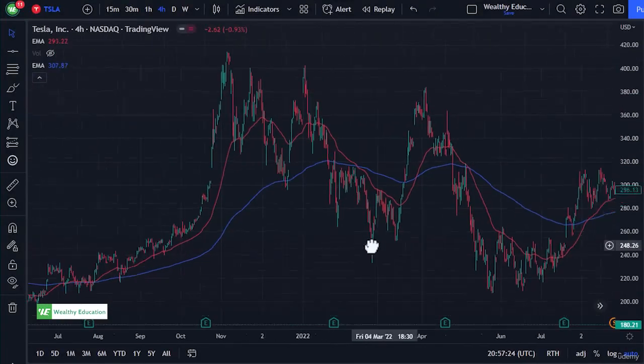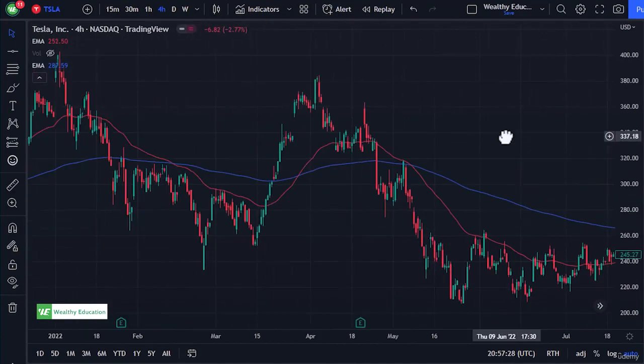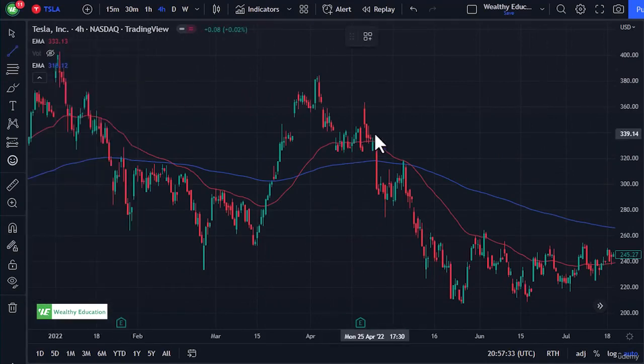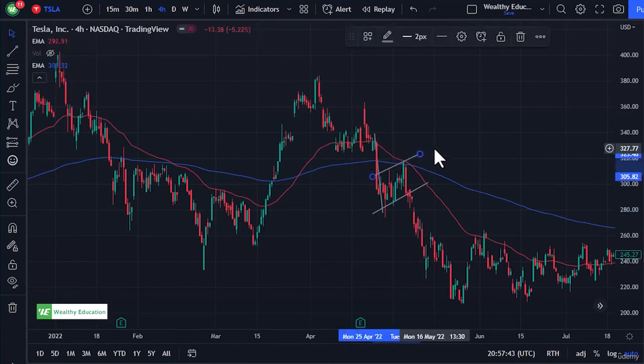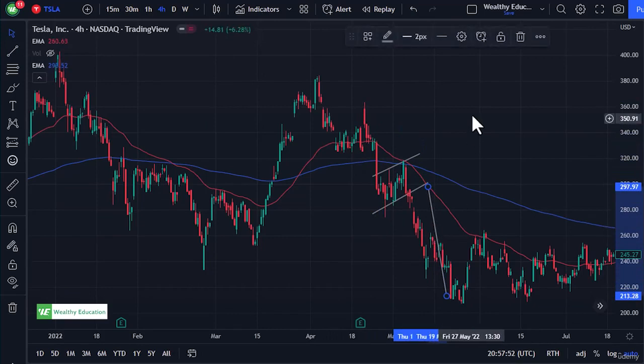So let's take a look at Tesla. This is kind of an ugly flag, but it is a flag nonetheless. It's almost not a flag, and the reason I say that is because you don't want the pole to be swallowed up by the flag, but it was kind of close. I suppose you could extend it to here. Notice how we did get that target there. So it worked out quite nicely.